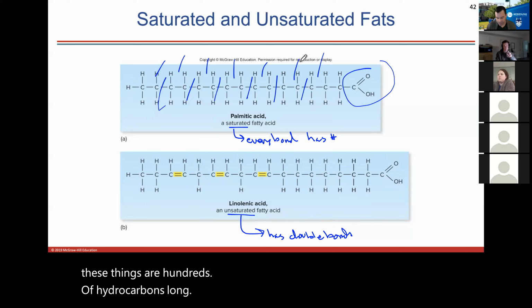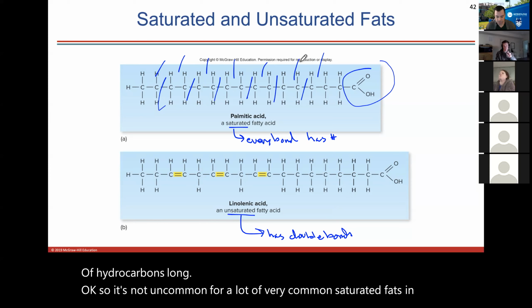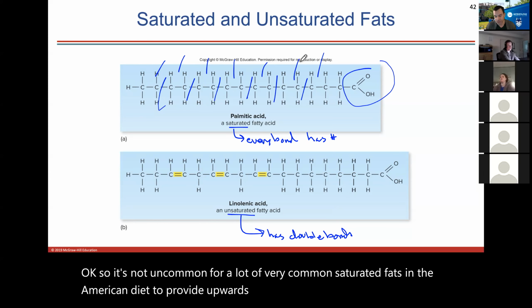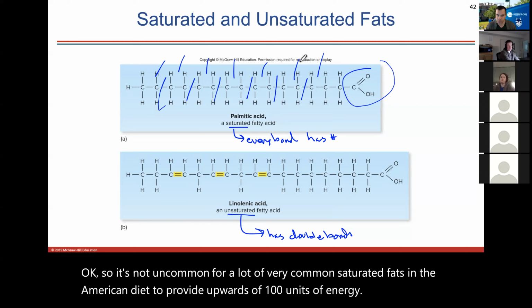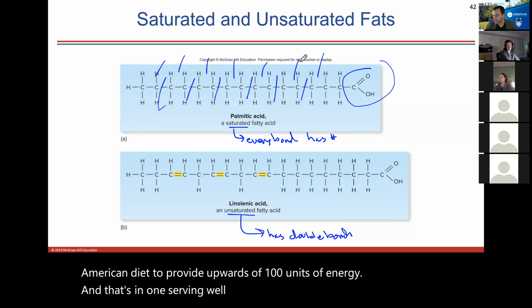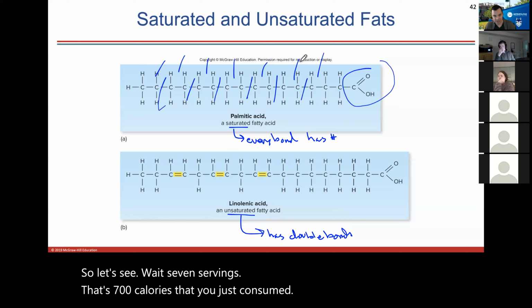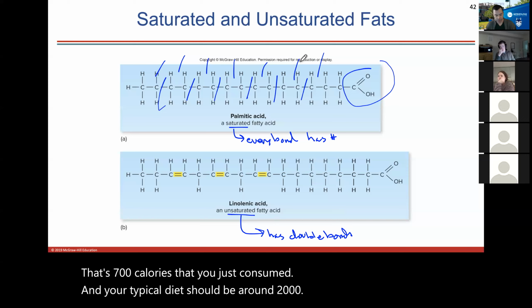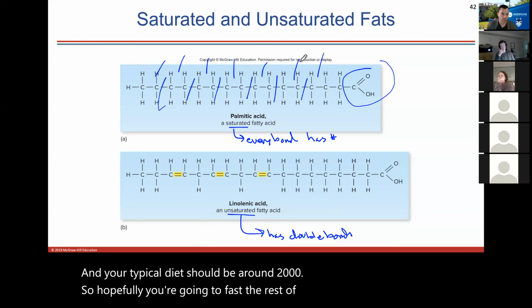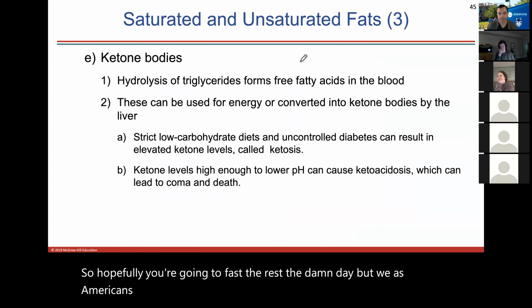It's not uncommon for a lot of very common saturated fats in the American diet to provide upwards of 100 units of energy, and that's in one serving. Well, okay, do you eat more than one serving? Let's just say probably. So let's say you ate 7 servings. That's 700 calories that you just consumed, and your typical diet should be around 2,000. So hopefully you're going to fast the rest of the day. But we as Americans generally don't.